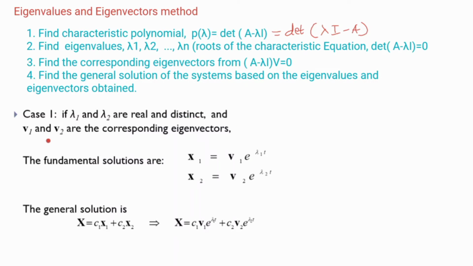In this case, we write the solution as X equals c1 b1 e to the power lambda 1 t plus c2 b2 e to the power lambda 2 t. In this lecture, we will discuss only case number 1, but there are two other cases: case number 2, when lambda 1 and lambda 2 are real but equal, and case number 3, when lambda 1 and lambda 2 are complex roots. So in this lecture, we discuss only case number 1.